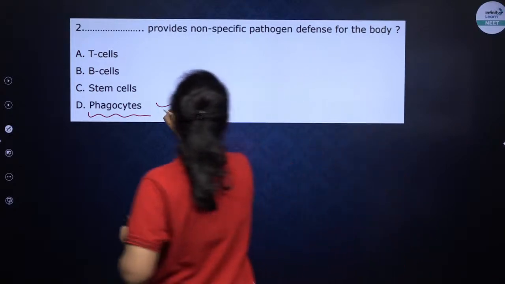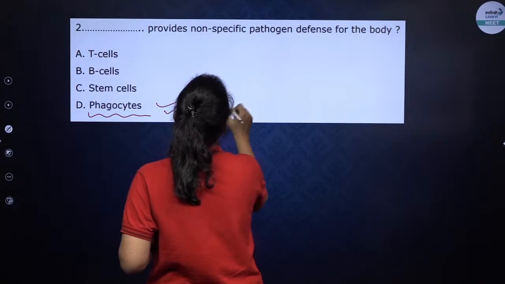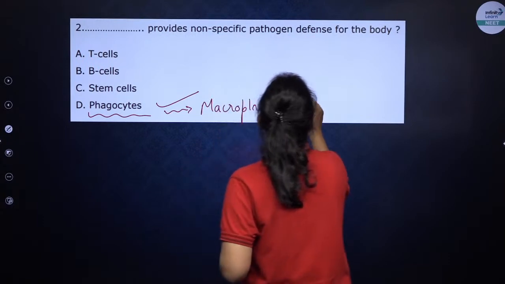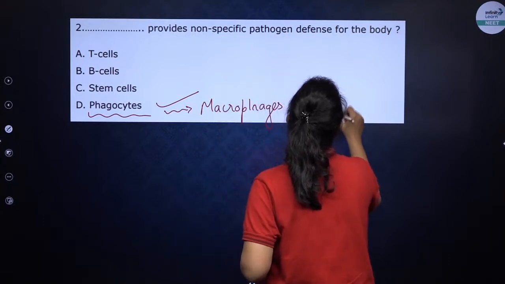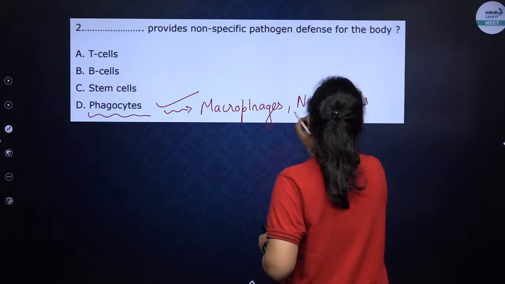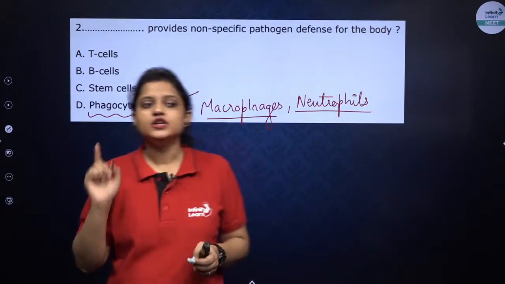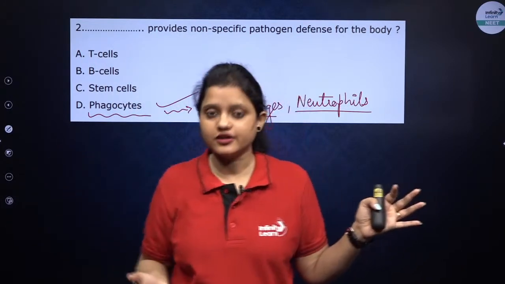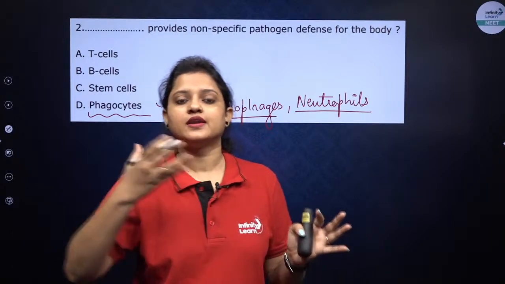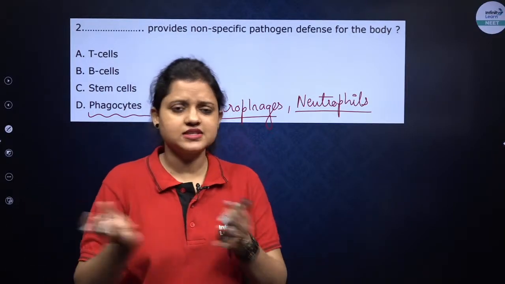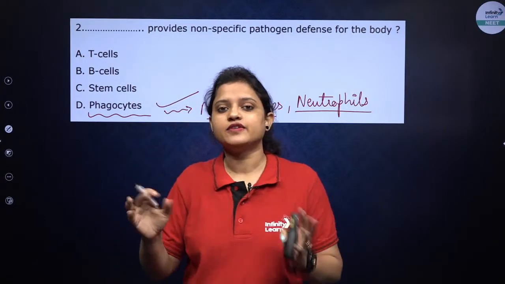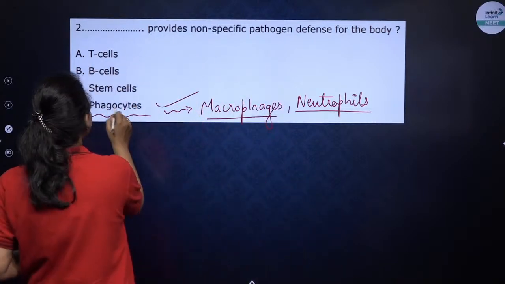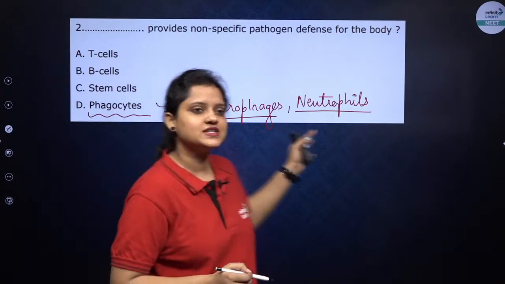Phagocytes will include macrophages, neutrophils, right? So let's write it down. Phagocytes will include macrophages and neutrophils. Macrophages and neutrophils are amoeba-like cells that will engulf the foreign particle, the foreign bacteria or the dead cells, right? And this is non-specific. They can engulf anything, any antigen. Yes, very good Pujita. So the correct option for this question will be phagocytes, that will include macrophages and neutrophils, right?